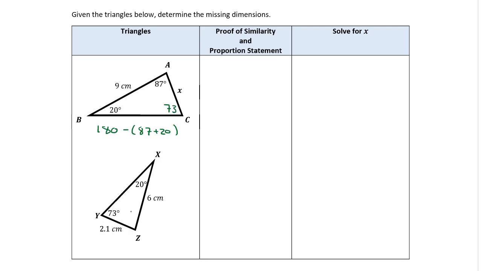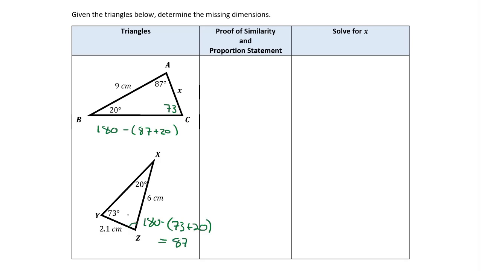In triangle XYZ, we can see that angle Y is 73 degrees and angle X is 20 degrees. When we add those two together, we get 93, and subtract that from 180, we're going to determine that angle Z is going to equal 87 degrees.